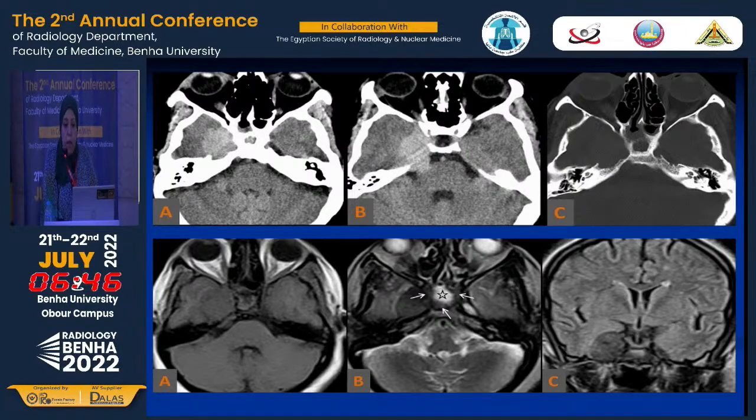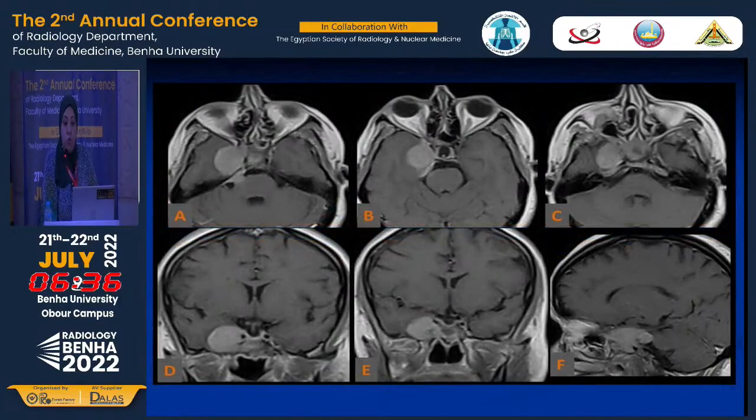Let's go back to the CT bone window. Here there is thickening and sclerosis of the wall of the sphenoid sinus. On post-contrast, there is avid enhancement of the mass and also enhancement of the sinus, apart from the breakdown area.